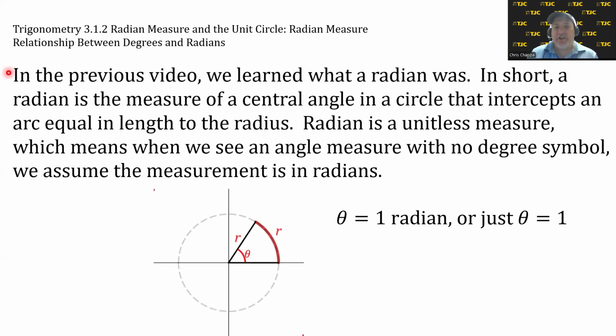In the previous video, we learned what a radian was. In short, a radian is the measure of a central angle in a circle that intercepts an arc equal in length to the radius. Radian is a unitless measure, which means when we see an angle measure with no degree symbol, we assume the measurement is in radians. So here's a picture of theta equals 1 radian, or just theta equals 1, because we have a central angle intercepting an arc whose length matches the radius of the circle.